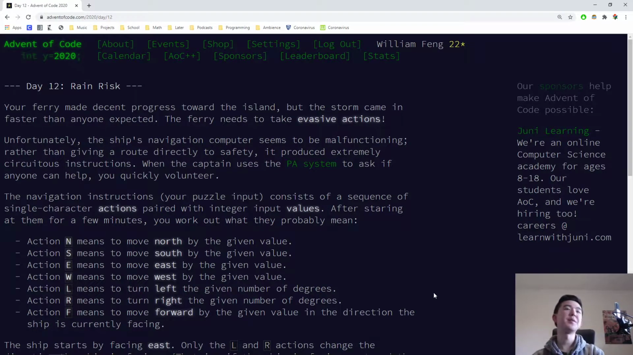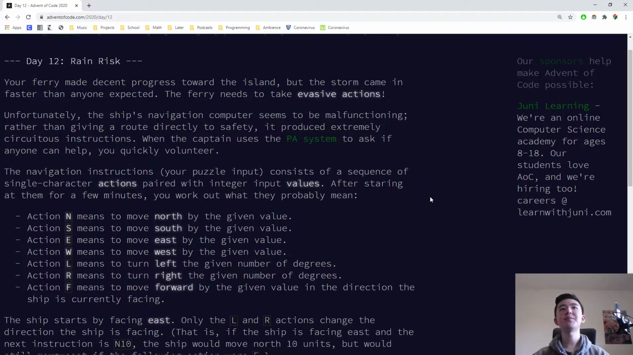Today I'm just going to be doing Advent of Code Day 12. Advent of Code is basically a challenge that lasts through December where Eric Wastl releases 2 programming puzzles every day, and I'm going to be doing every single one of them and making video solutions for all of them. So today we're going to be doing Day 12, Rain Risk.